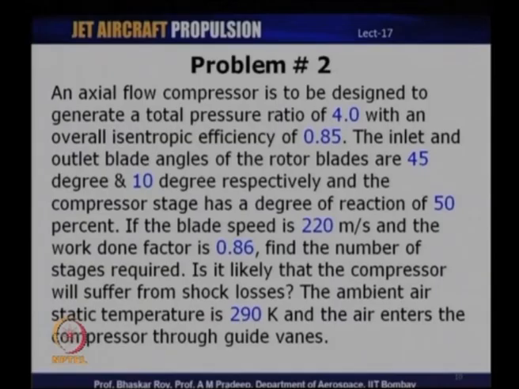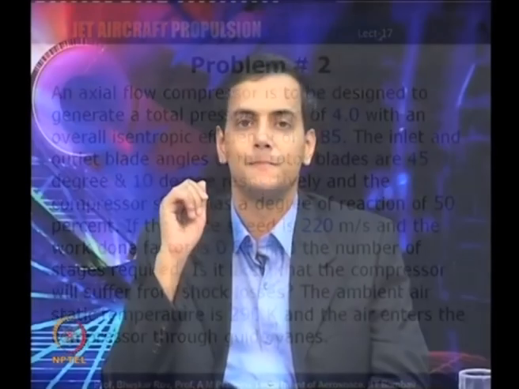So, this question pertains to a rotor which has a degree of reaction of 50%. Now, what is the property of a rotor blade which has a degree of reaction of 50%? We have discussed that if the degree of reaction is 50%, the velocity triangles will be symmetrical or mirror images. That is, alpha 1 will be equal to beta 2, alpha 2 will be equal to beta 1. We have been given two of the angles here, which means all the angles of the velocity triangle are already known. Based on this, we have to find out the number of stages required, and whether this particular rotor will be suffering from any shock losses.